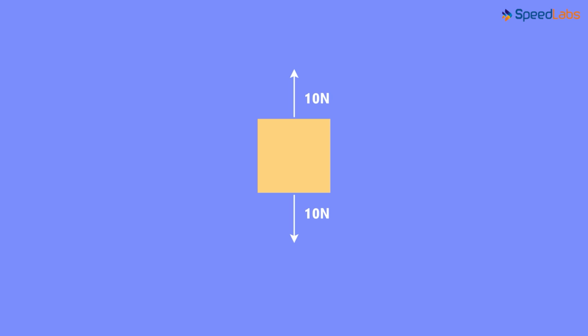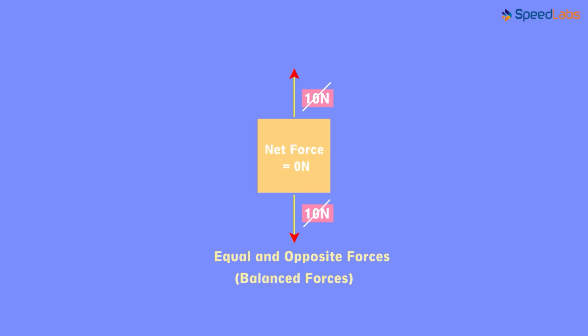We see that there is more than one force acting on the object. The two forces that are acting on the object are equal in magnitude. What about their directions? One force is acting in the downward direction and the other is acting in the upward direction. So both the forces are opposite to each other. So we can say that this object is under the influence of equal and opposite forces. The object is not moving because these equal and opposite forces cancel each other out. As the forces cancel each other out, we say that the forces are balanced and the net force on the object is 0.